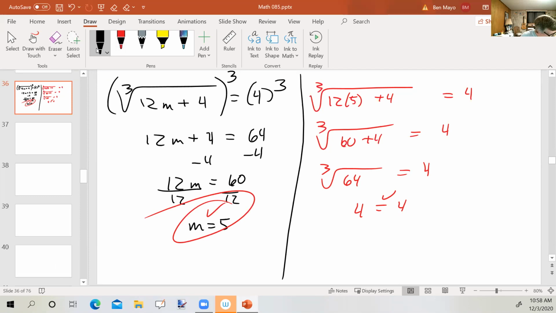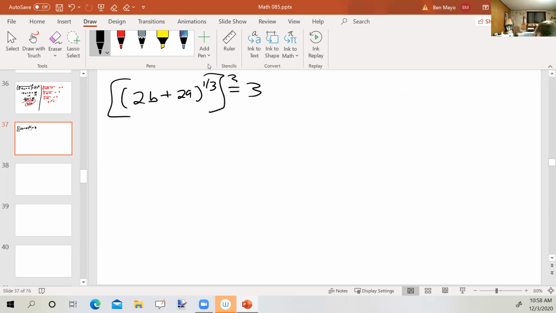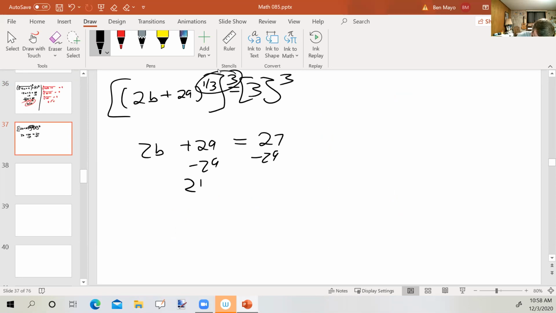If we have a situation that looks like this, 2b plus 29 to the 1/3 power equals 3. Well, 1/3 as an exponent is like a cube root. So again, we'll cube both sides. Power raised to a power, you multiply the exponents. 1/3 times 3 is 3/3 or 1. So we get 2b plus 29 equals 3 cubed, or 27. Subtract 29 from both sides. 2b equals -2. Divide by 2, b equals -1.